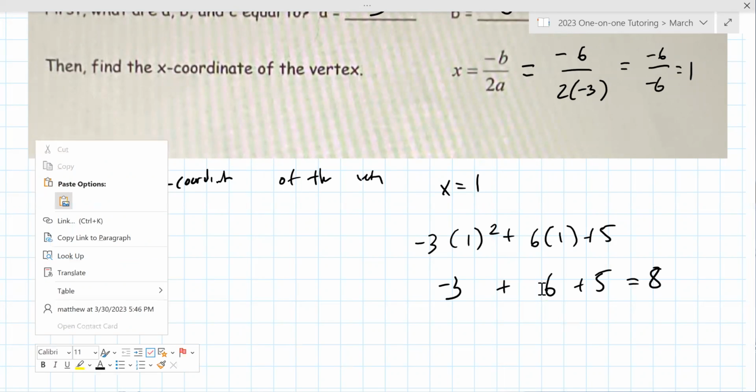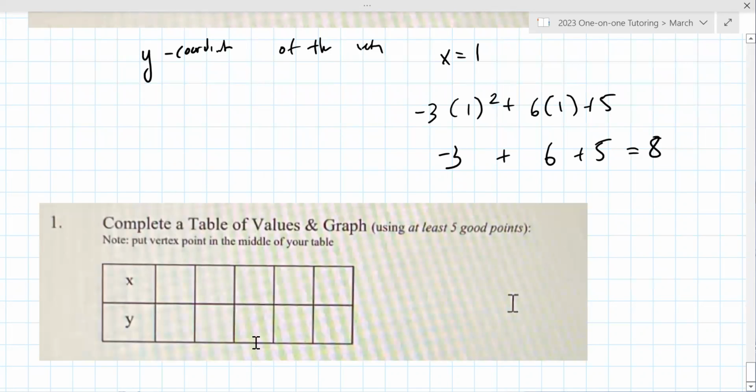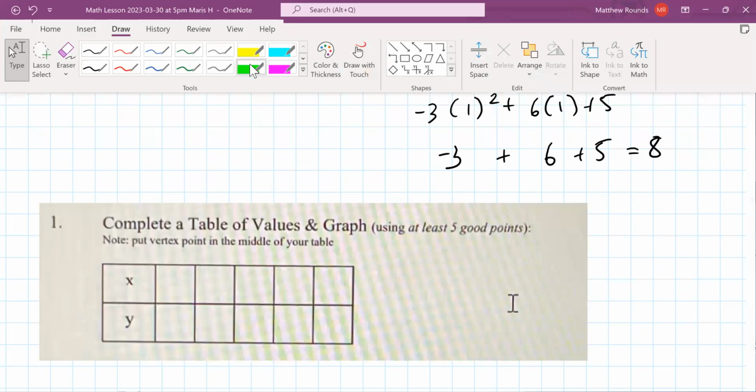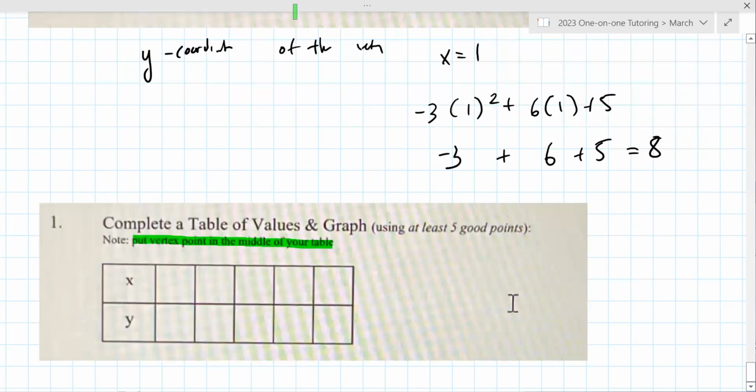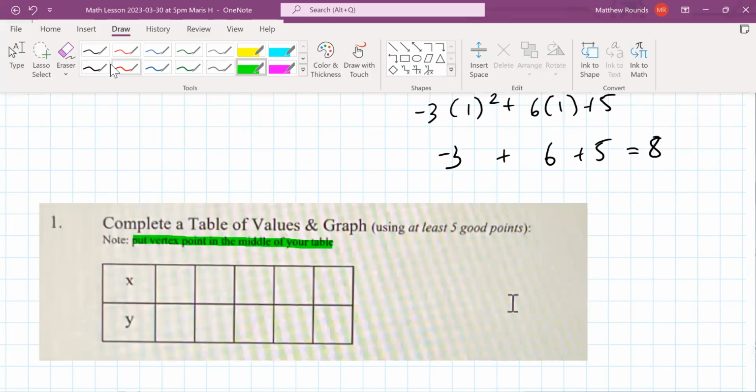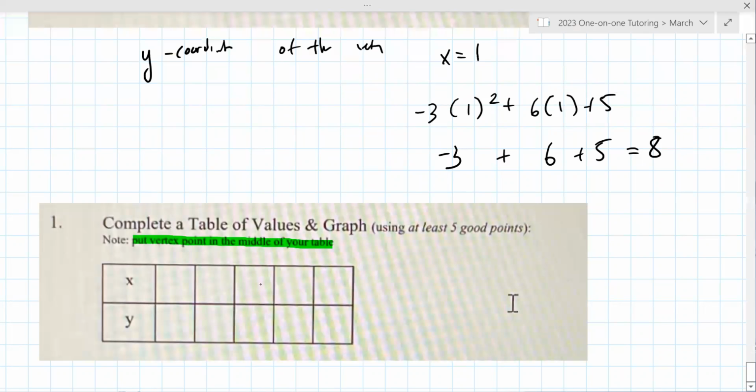So the reason you find your vertex is that it goes right in the middle. Well, your instructor even says that. I like that. Put the vertex point in the middle of your table. 1, 8. Okay.